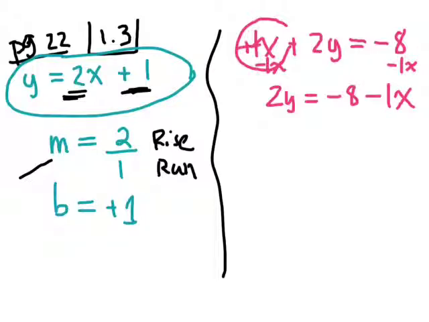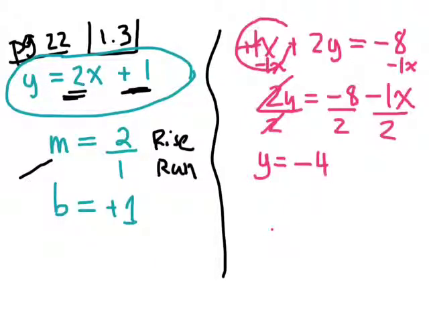No. Okay, is this in slope-intercept form? No. Did I isolate y? No. What do I need to do to isolate y? Divide everything by 2. y equals, what's negative 8 divided by 2? We're going to leave the rest of it as a fraction, negative 1 over 2x. Now that it's in slope-intercept form, which part of the equation represents the slope?